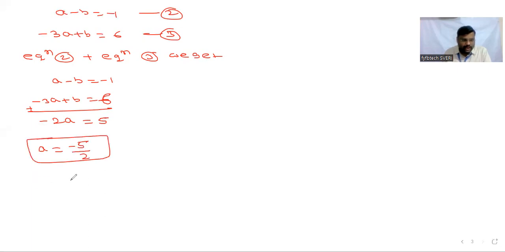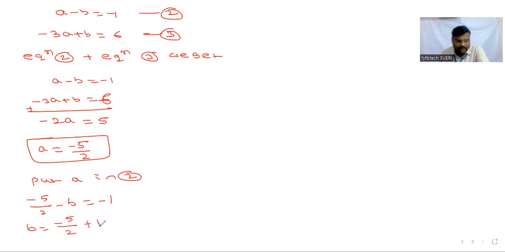So put a into the equation, we got minus 5 by 2 minus b is equal to minus 1. So minus b is equal to minus 5 by 2, and now minus 1 तिकडे आला 1 राहिला. So what is the value of b? Minus 3 by 2. So we got the value of a is minus 5 by 2 and the value of b is minus 3 by 2. Clear? Understand? Yes, sir. Very good. So write down.